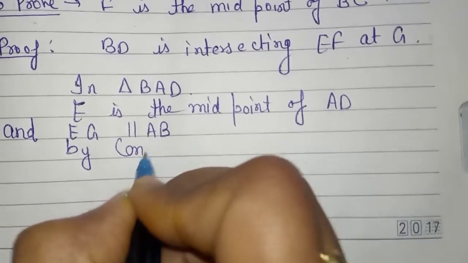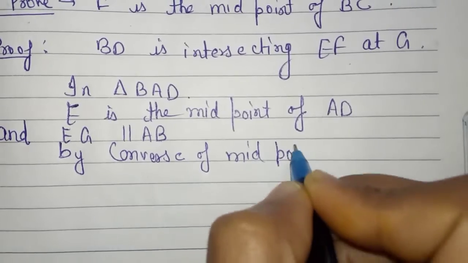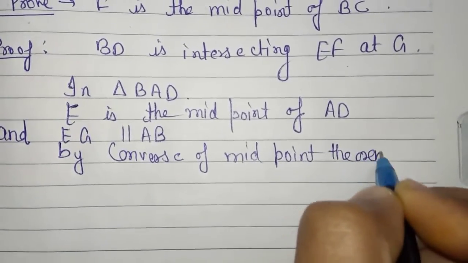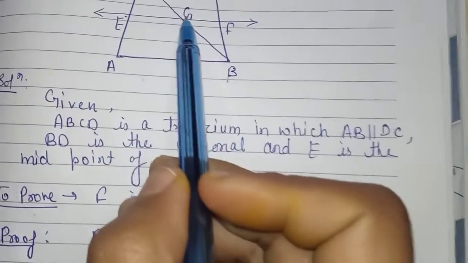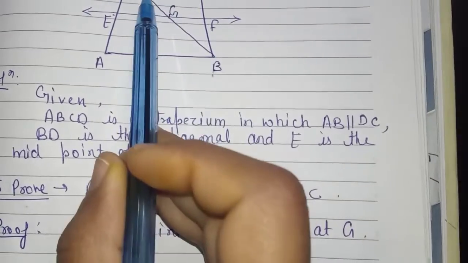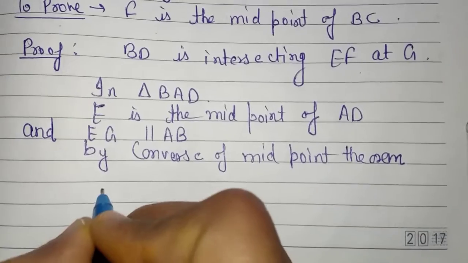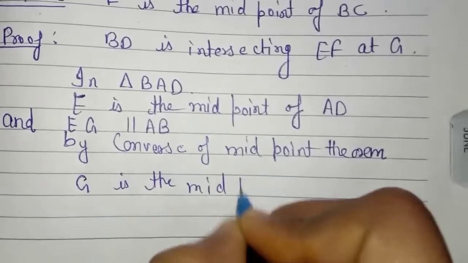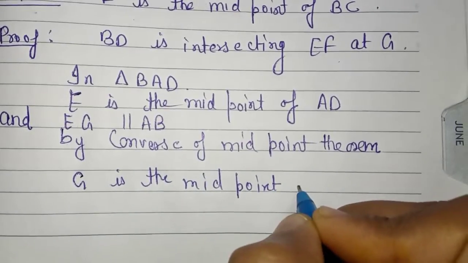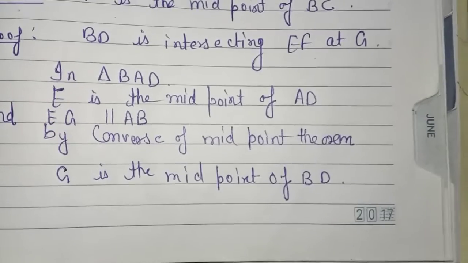So by converse of midpoint theorem, this G will be the midpoint of BD. By converse of midpoint theorem, we can say G is the midpoint of BD.